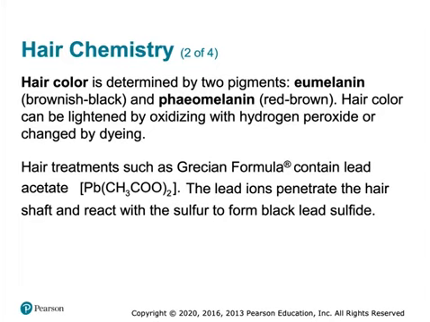Okay, and hair coloring. So you want to color your hair. Hair color is determined by two pigments: eumelanin, also known as melanin, and pheomelanin. Eumelanin is brown, black, and pheomelanin is kind of red. So for hair color, you can oxidize these.